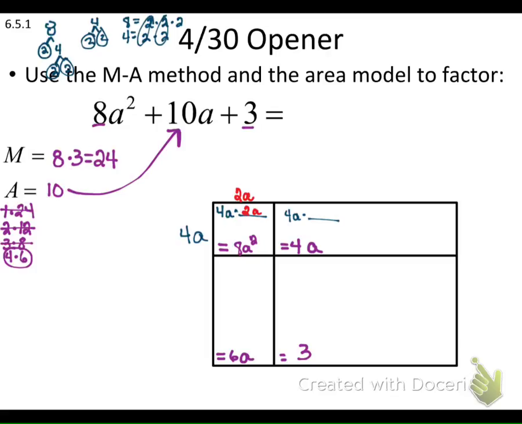Then I go to my top right. Again, I do the same process. 4 times what will get me to 4? 1. I have 1A for my height and 1A for my total area. So do I need another A? No. So the width of this rectangle is?